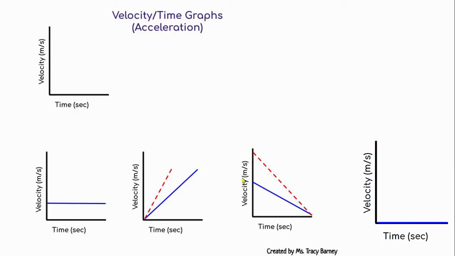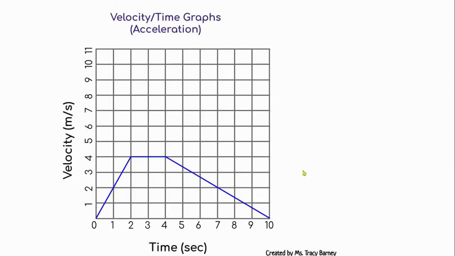So to summarize, a velocity time graph shows us how the velocity of a moving object is going to change with time. So the steeper the graph, the greater the acceleration or deceleration. A horizontal line means the object is moving at a constant speed, and a downward sloping line means the object is slowing down at a constant rate.